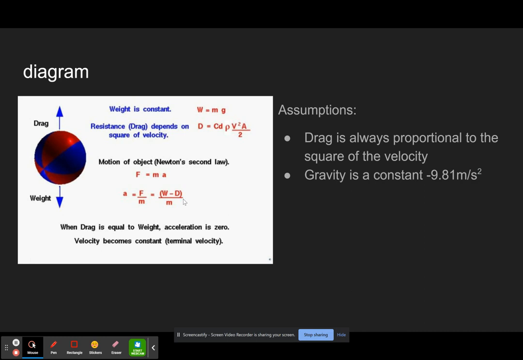And drag will almost always be smaller than weight until the object is moving at what's called terminal velocity, in which case b times said velocity squared will be equal to the force of gravity down, meaning it's no longer accelerating. Of course, we're assuming here the drag is proportional to the square of velocity, and that gravity is a constant 9.81 meters per second in the negative direction.